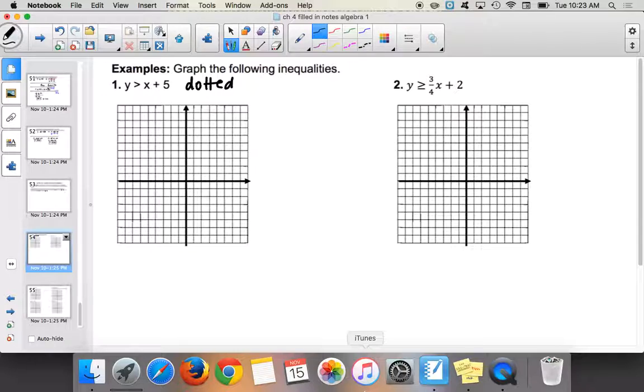What would we do? We start at 5, and then x over 1. So up 1, right 1, up 1, right 1. So the slope is 1. Do you all see that?